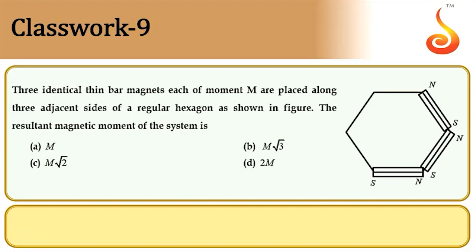Example 9. 3 identical thin bar magnets, each of moment m, are placed along 3 adjacent sides of a regular hexagon as shown. The resultant magnetic moment of the system is. Okay. So now, the magnetic moment, you know, is a vector quantity. And therefore, if I consider this is magnetic moment 1 and this is the magnetic moment of the second and the third is of this magnetic moment. So we want to find out the resultant of these 3.